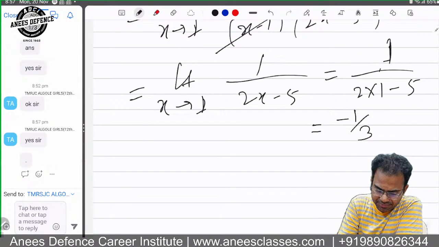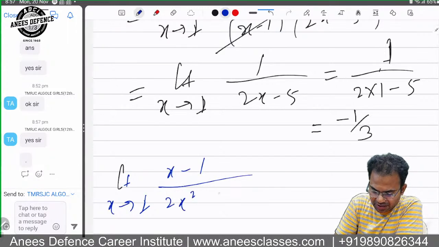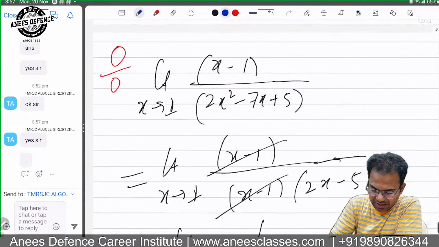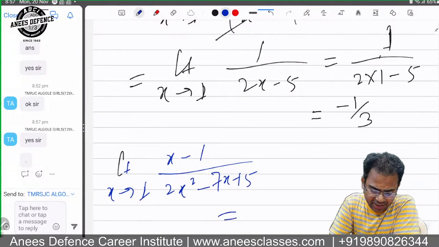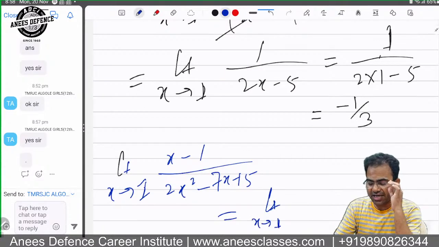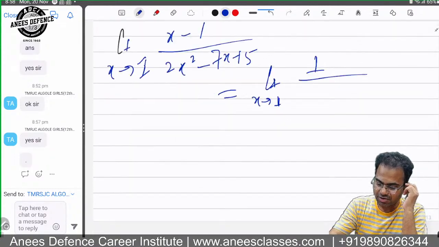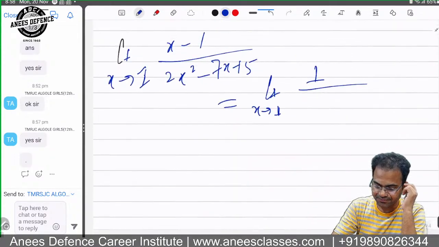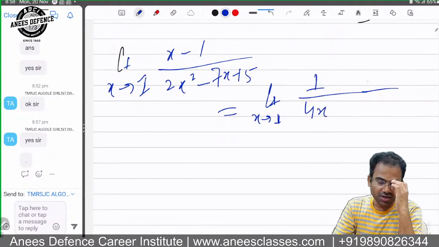Now the second method, limit x tends to 1, x minus 1 upon 2x square minus 7x plus 5. It's a 0 by 0 form, so we can use L'Hopital method. So we will differentiate numerator and denominator separately. Differentiation of x is 1. Differentiation of 1 is 0. So differentiation of numerator is 1.